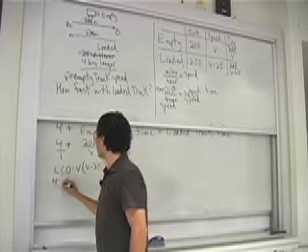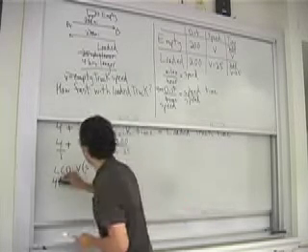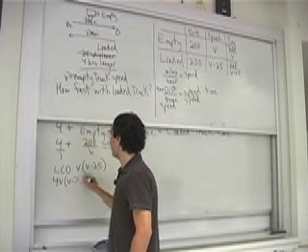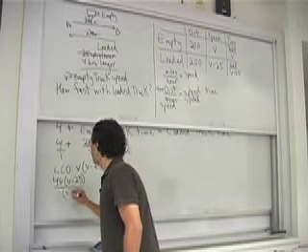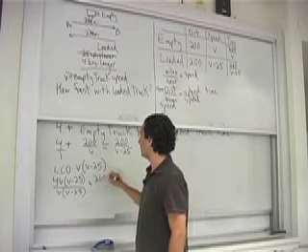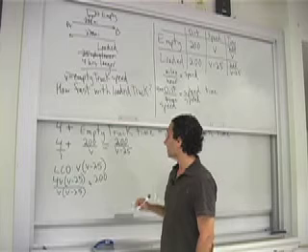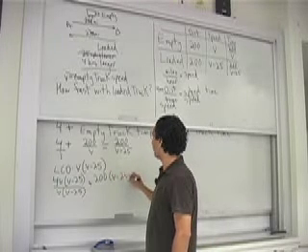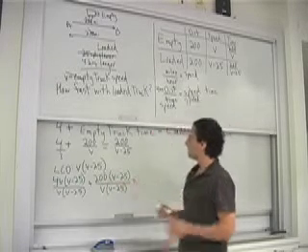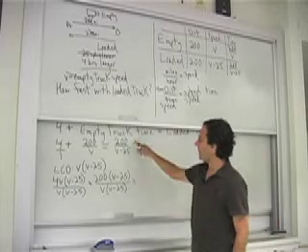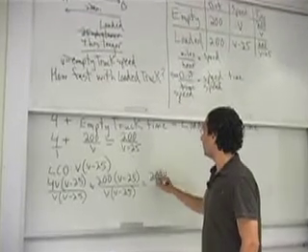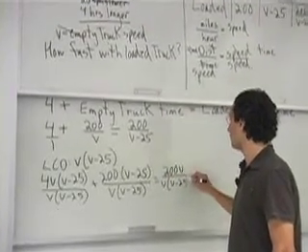So this becomes 4 times V minus 25 over V times V minus 25. This second guy is missing, see, it's got a V. It's missing a V minus 25. So we'll give it a V minus 25 over V times V minus 25. And finally, this guy is just missing a V. So we have 200V over V times V minus 25.